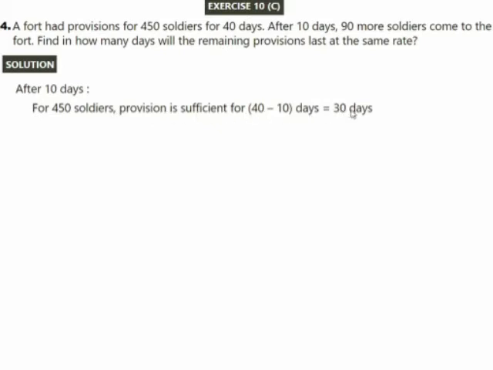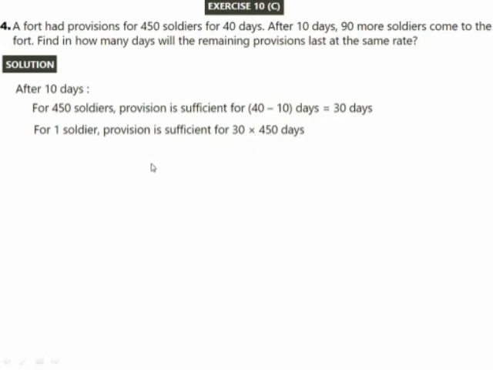That's what I said, right? But let's see, if 450 soldiers can finish that food for 30 days, let's see one soldier how much time he is going to take. Obviously he will take more time, right? So for making it more, we have to multiply 30 and 450. That means one soldier can finish that particular amount of food in 30 into 450 days.